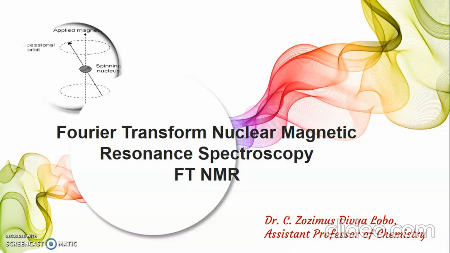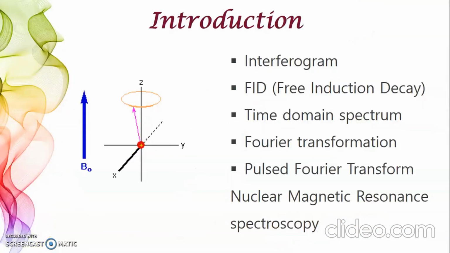Shall we learn about FTNMR, that is Fourier Transform Nuclear Magnetic Resonance Spectroscopy? We see the introduction of FTNMR spectra. The sample is irradiated with an intense peak of all radio frequencies in the desired range at once, while keeping the magnetic field constant. All the nuclei under study absorb at their individual frequencies and are flipped to the higher energy spin states. This results in an interferogram called free induction decay or time domain spectrum.